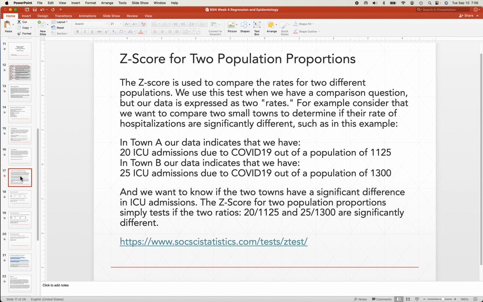And basically, as I will show you again in another session, we can simply enter those four numbers into our z-score calculator, press a button, and we get our p-value. It's a very quick, simple test to run. I have the link for that statistical calculator noted here as a hyperlink, so you can try that out. But again, I will run through one of these in another short video.